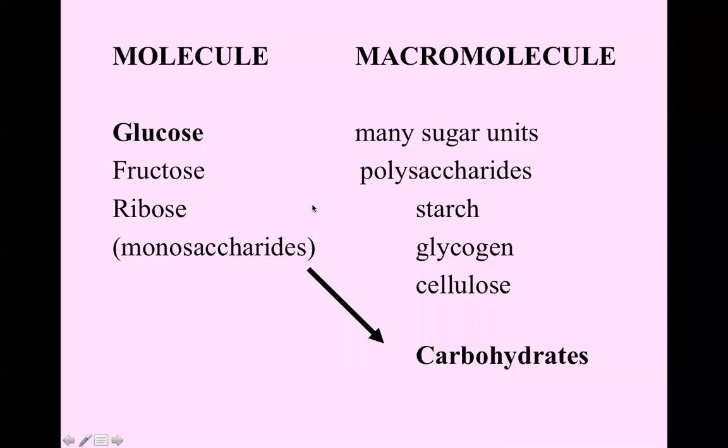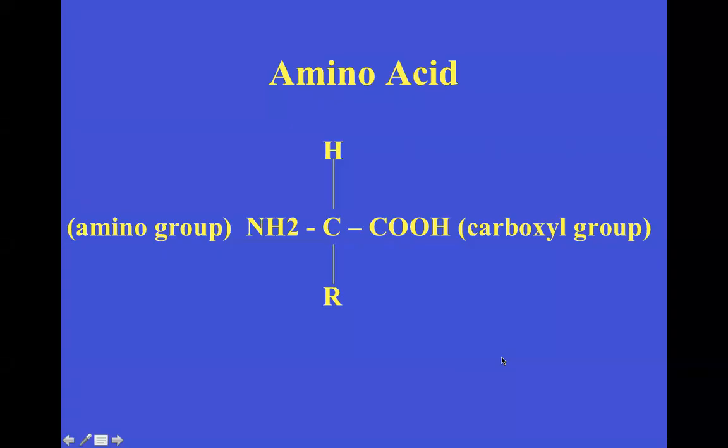They're just different types of starches. Cellulose we find in plants, okay? But anyway, all of these are what we call macromolecules, okay? So glucose is a molecule and the carbohydrates are macromolecules, okay?